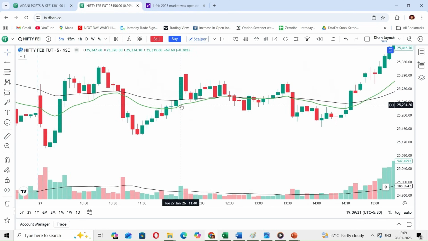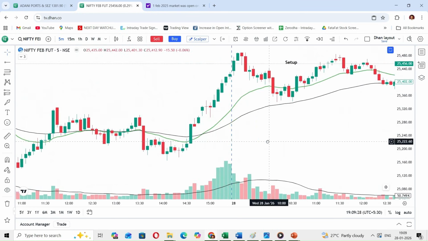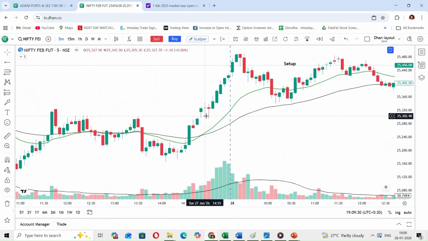Again, the 20-50 EMAs are almost flat, so there is no trade. There was no setup formed. Here also there was no setup formed for a buy trade.